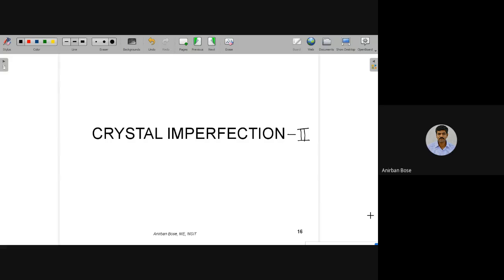So today we are going to discuss point defects. We started the discussion on crystal imperfection in the last lecture. There we discussed the different void spaces and the basic introduction of the solid solution.